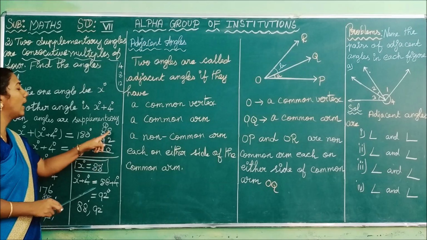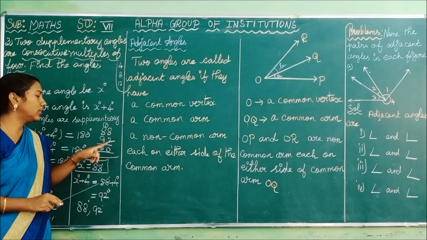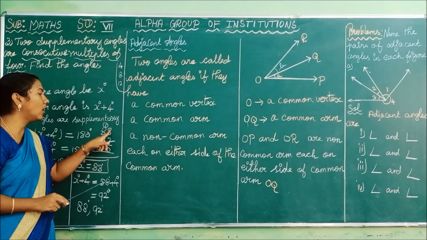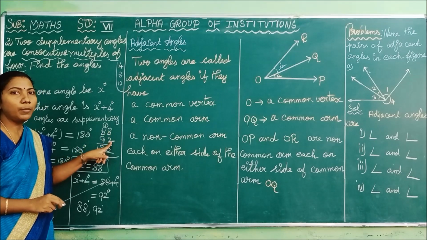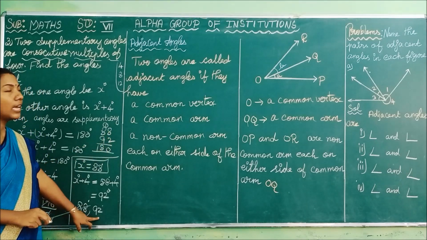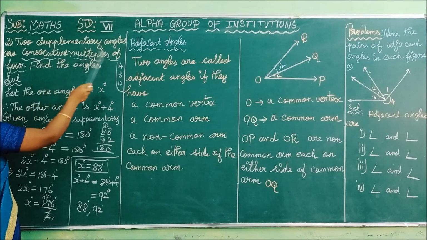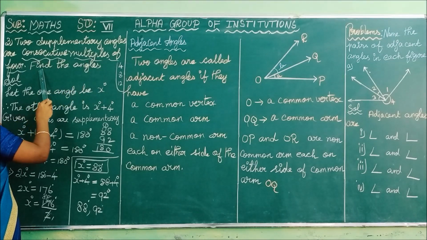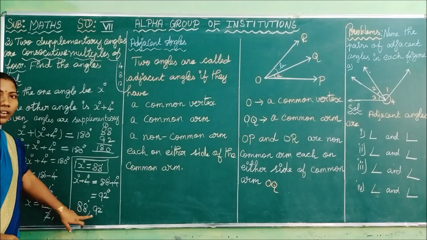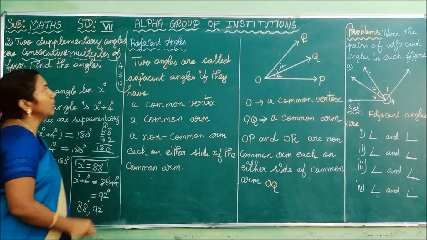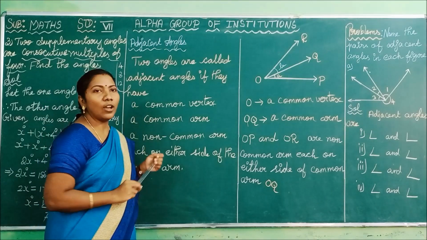So, if you add any two angles, and its answer is 180 degrees, then we can call those angles supplementary angles. So, our answer is correct. So, we have found the two supplementary angles which are consecutive multiples of 4, and they are 88 and 92. Okay. Next, we are going to see another pair of angles.